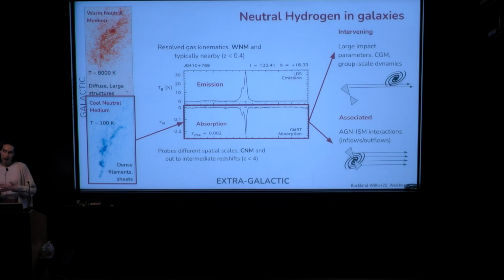The other case we have for neutral hydrogen in absorption is we see it towards associated systems. So this means that our radio AGN is in the same galaxy where the neutral hydrogen gas is doing the absorption. And that means that we can really probe very small length scales and look at the interactions between the AGN and the ISM of the host. So that's the big picture of neutral hydrogen in absorption.